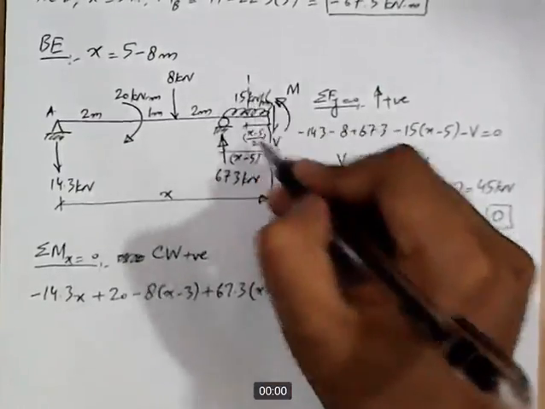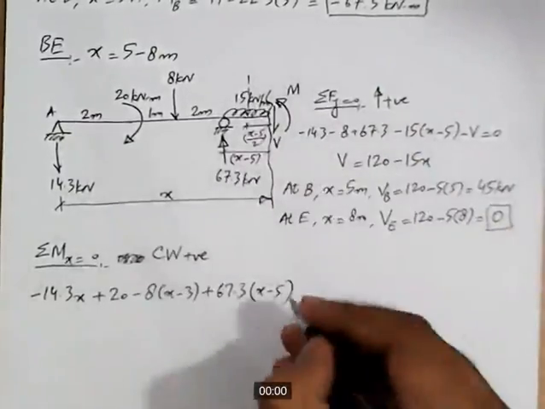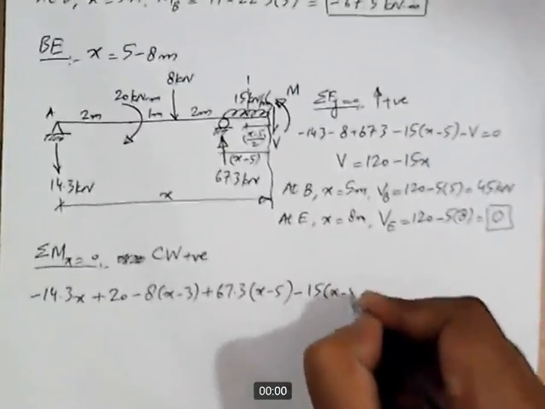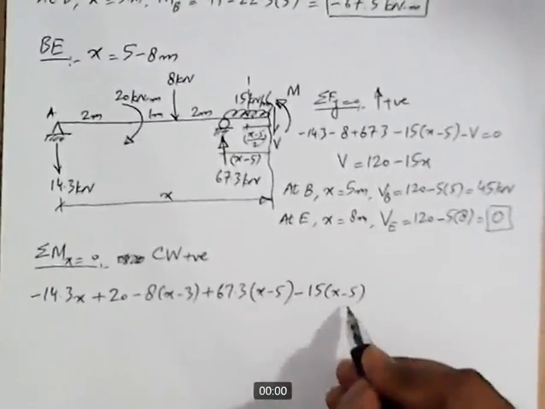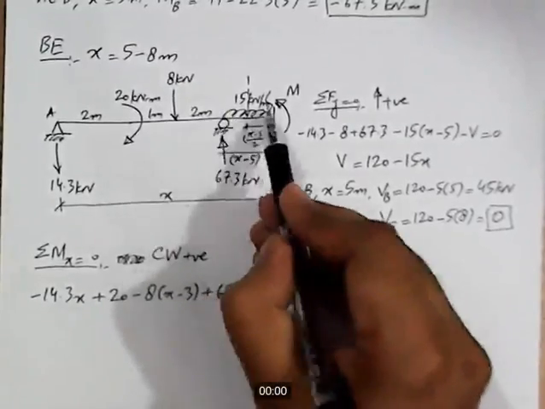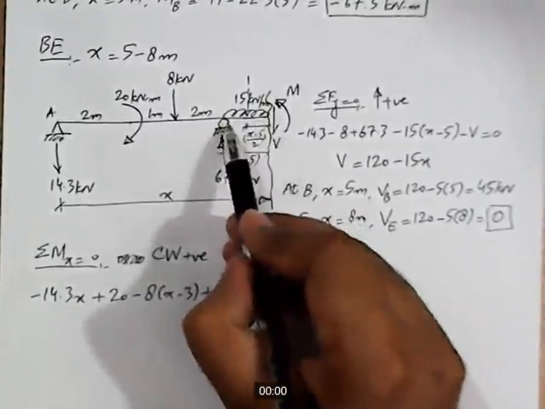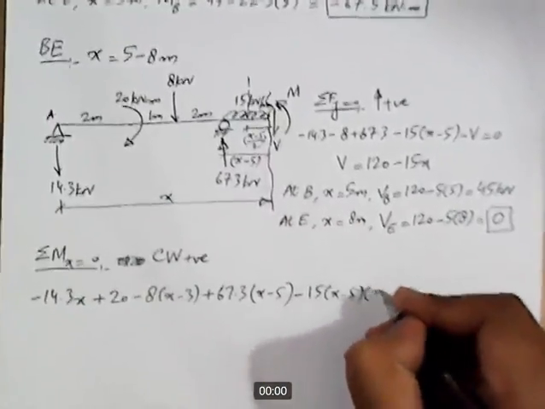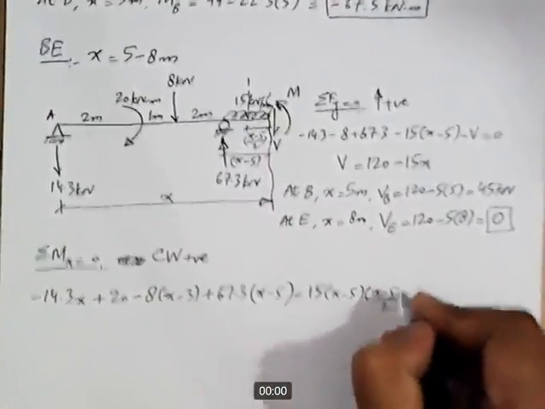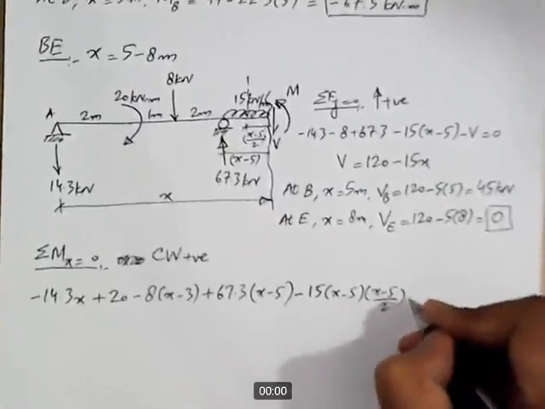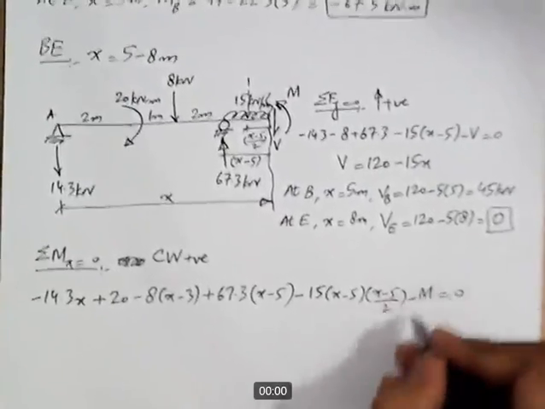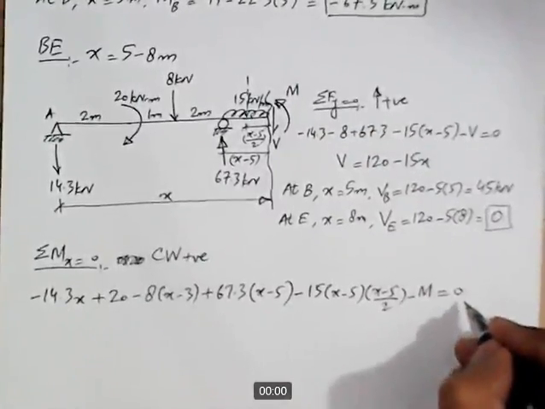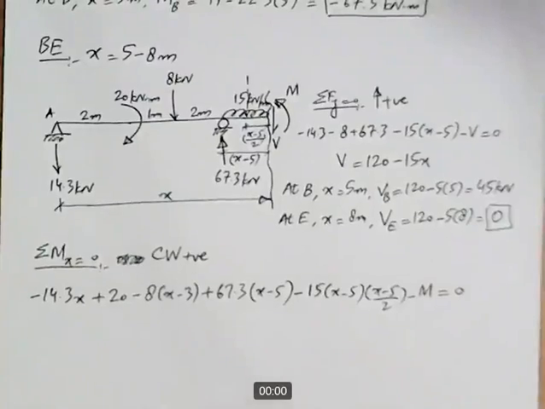So this resultant will produce moment in counterclockwise direction, so it will be taken as minus 15 into x minus 5, which is the magnitude of the resultant. 15 is the vertical dimension and x minus 5 is the horizontal dimension of the rectangular load. And then the lever arm is x minus 5 divided by 2, minus M. This minus M is this M, and that is equal to 0. So this completes the equation of bending moment for this part.